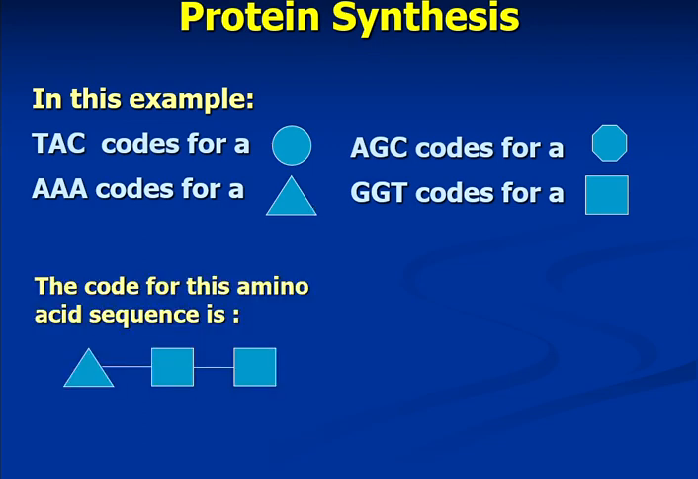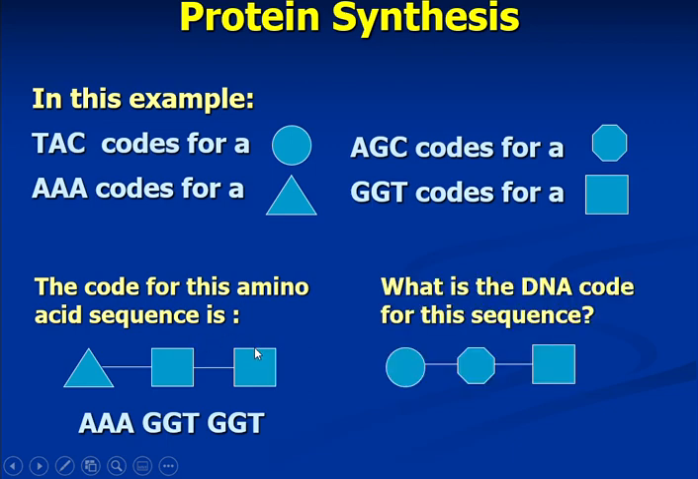So if I give you this amino acid sequence, triangle, square, square, what is going to be the representative DNA code for this? Well, in this case, it's fairly easy. We just match like with like. So it will be triangle, AAA, square, GGT, and the same again, GGT, because I am coding for the same amino acid.